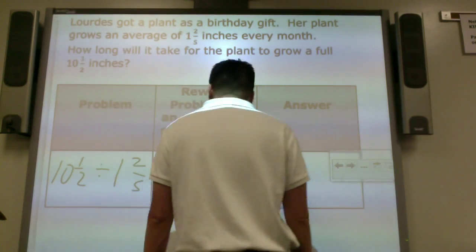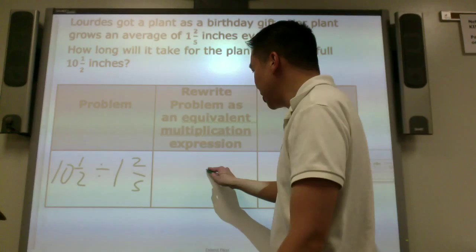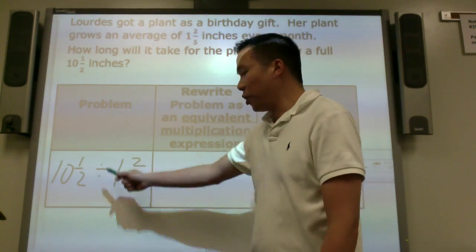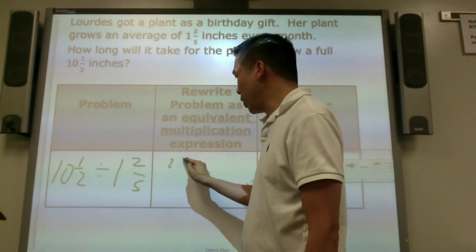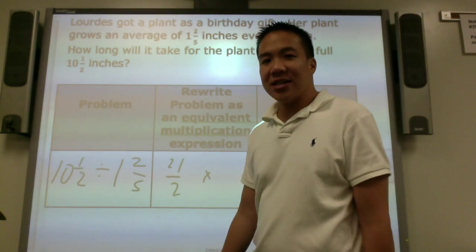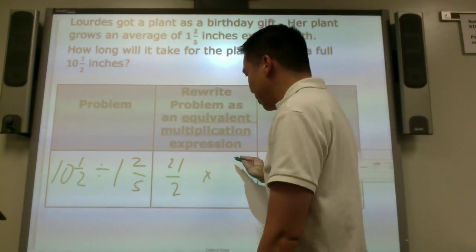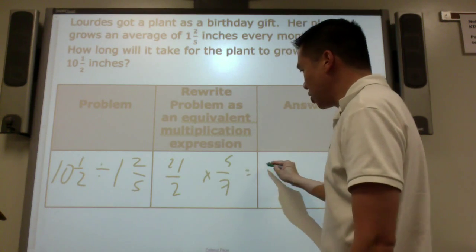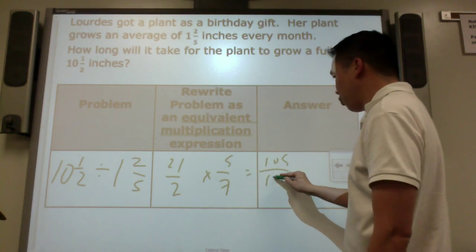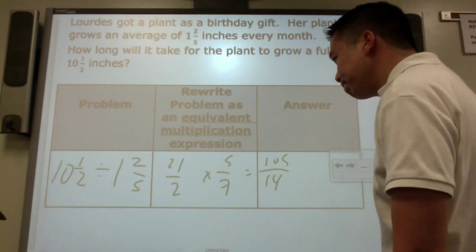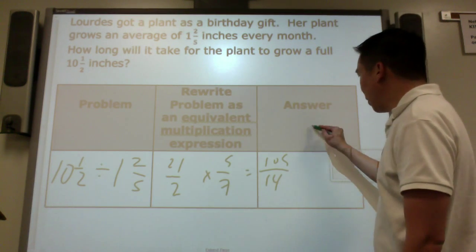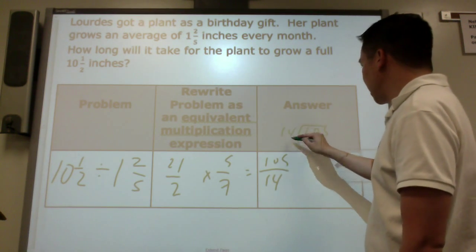I'm going to rewrite this as a multiplication expression. Do you know another way to say 10 1/2? That'd be 21 halves. Do you know another way to say 1 2/5? That's 7/5. But you have to do the reciprocal of it. That's 5/7. If you multiply this, you get 105 over 14.